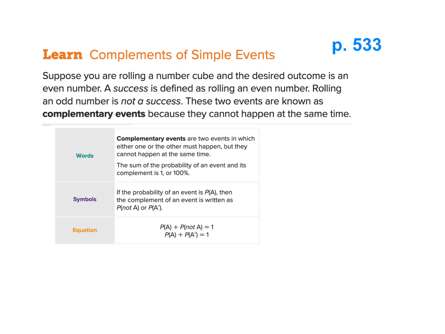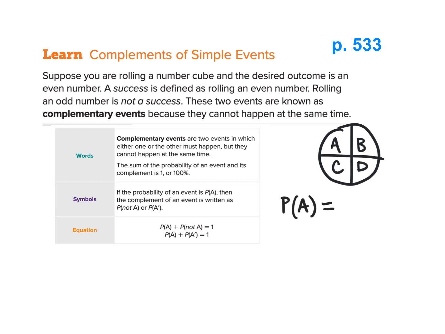All right, the next thing we're going to talk about is on page 533. I'm going to try to talk about this the best that I can. So let's say that I'm spinning this spinner, okay? And I'm just going to put some things on it. I've got an A, a B, a C, and a D on my spinner. Okay, so I might ask you, what's the probability of getting an A on this spinner? Well, you'd say it's 1 out of 4. That's the probability of getting an A. That's when I would be successful.